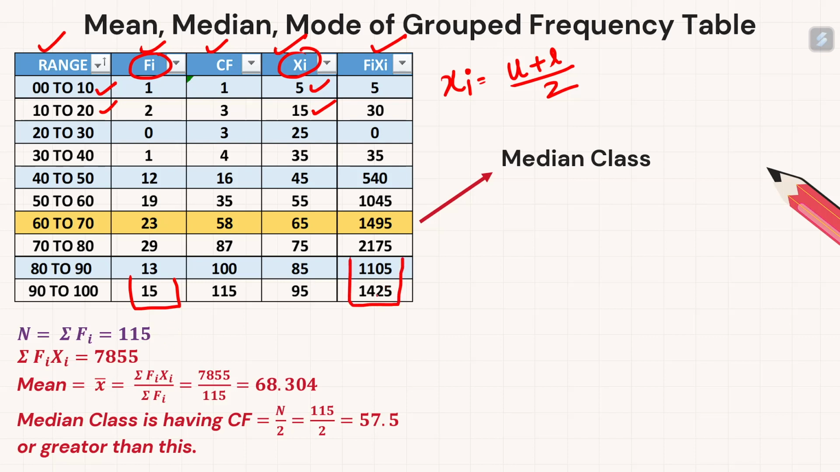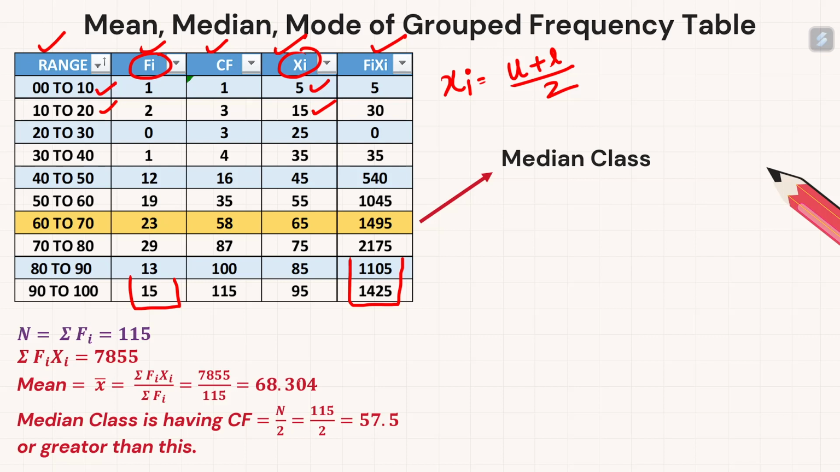The first central tendency is the mean. We will calculate the mean here. Mean, denoted using x bar, is equal to summation Fi Xi divided by summation Fi. After doing the calculation, we are getting 68.304.